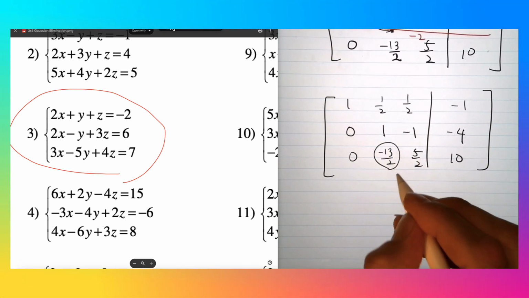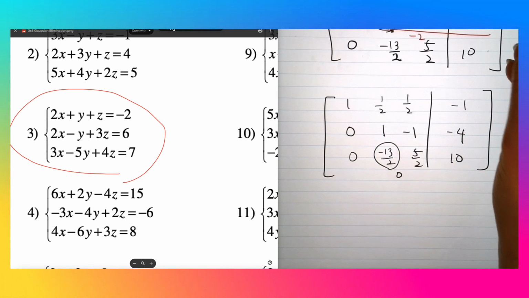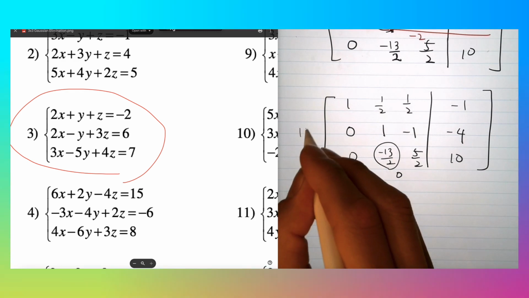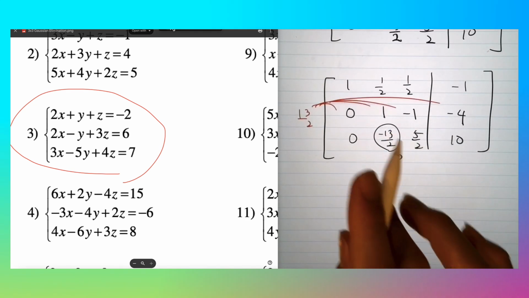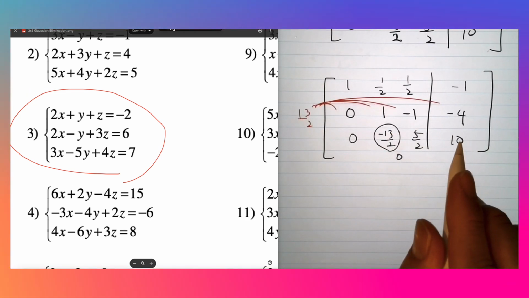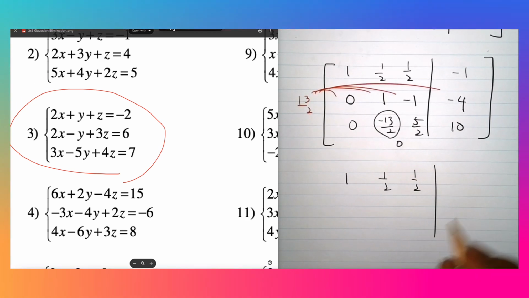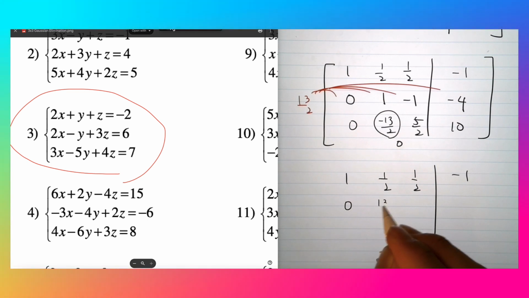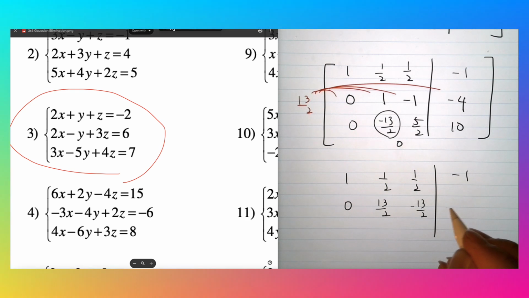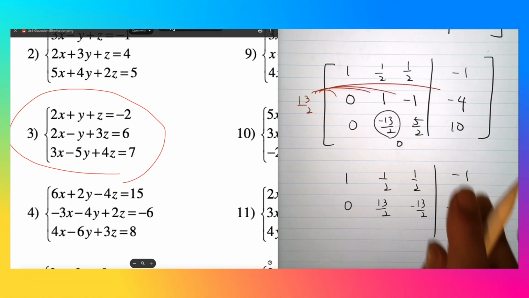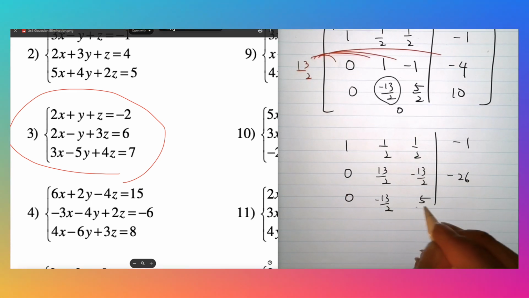Okay, we need this to be 0. So how do we do it? We multiply the second row with positive 13 over 2. And we distribute that. And once you do that, we can replace the third row, or bottom row, after we add these up. So 1, 1 half, 1 half, negative 1, 0, 13 over 2, negative 13 over 2, and negative 26, 0, negative 13 over 2, 5 over 2, 10.